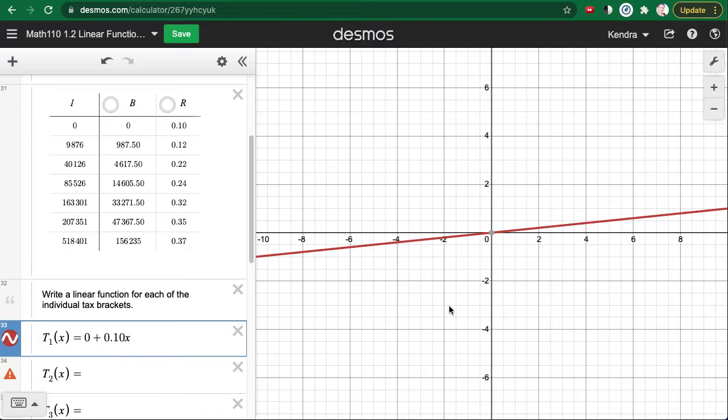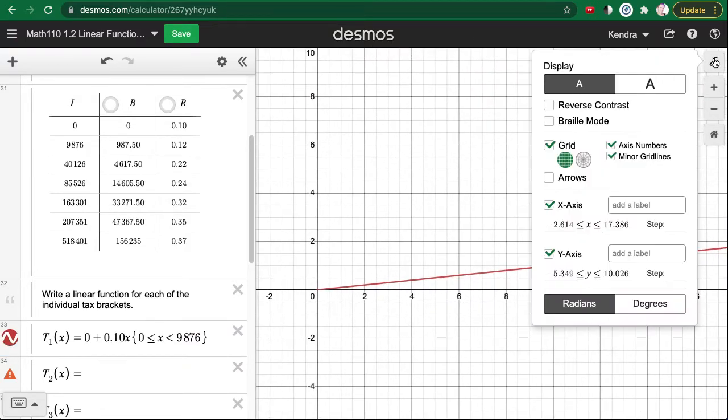And it's worth pointing out that if I was to change my scale on this graph, I would see that this line is going to extend forever, and I only want it to extend for x up to this $9,876. In fact, x should be positive too. So I'm going to say 0 is less than or equal to x, which is less than 9,876. All right.